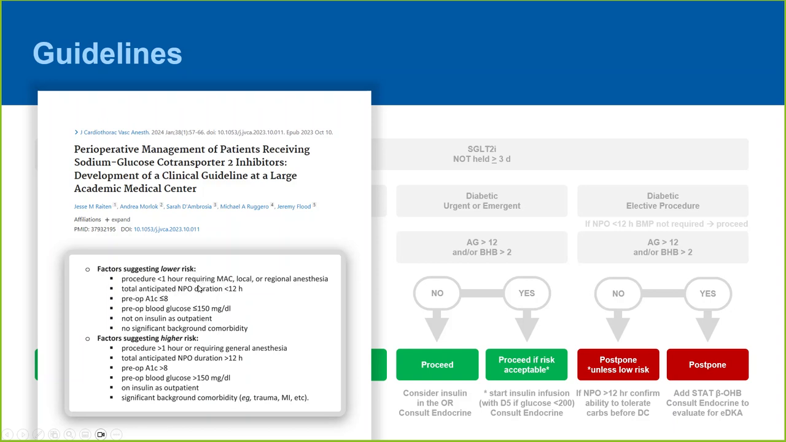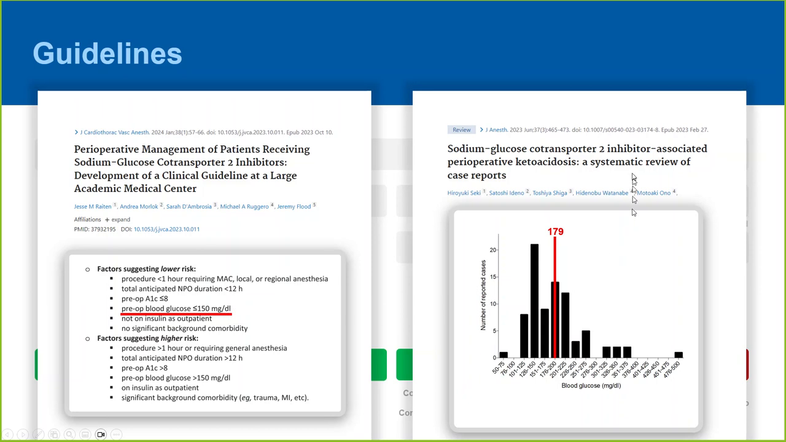That said, I don't really agree with all of these considerations, especially this one that says the glucose less than 150, because if we look at our systematic review of case reports, we'll see that while the median glucose was 179, the mode was actually 125 to 150. So a good number of these patients are going to have blood glucoses less than 150.